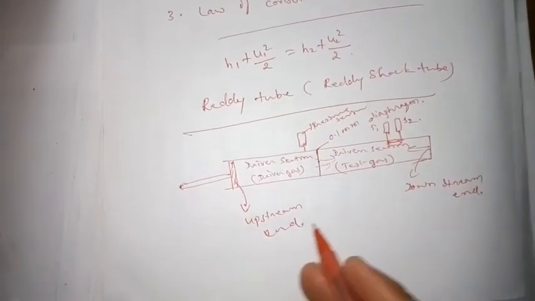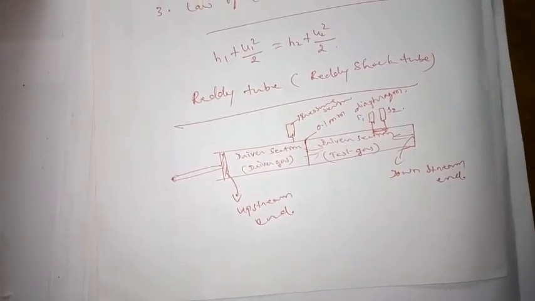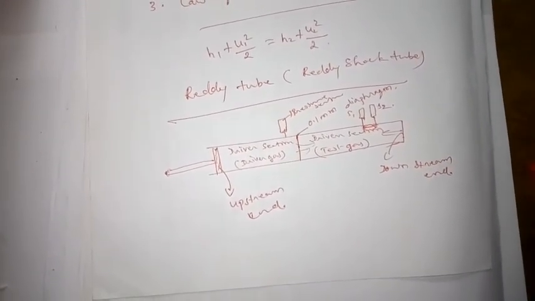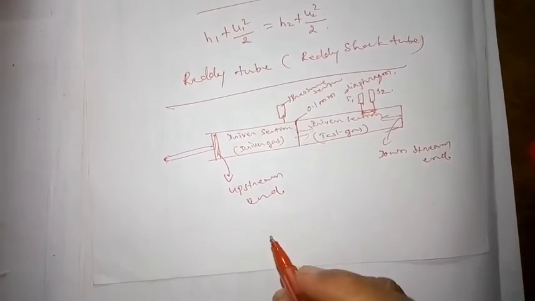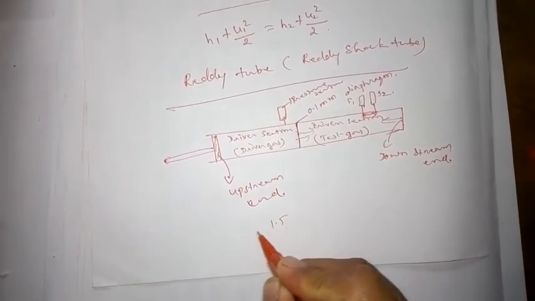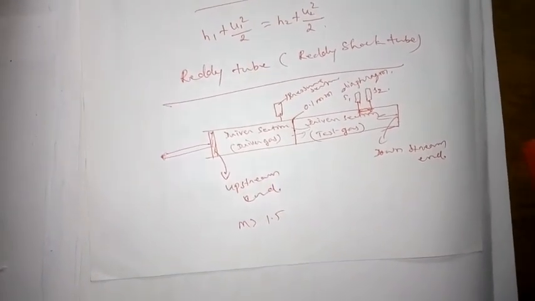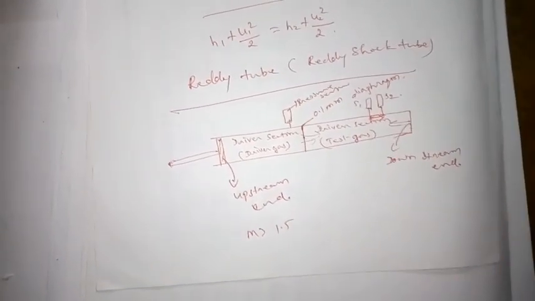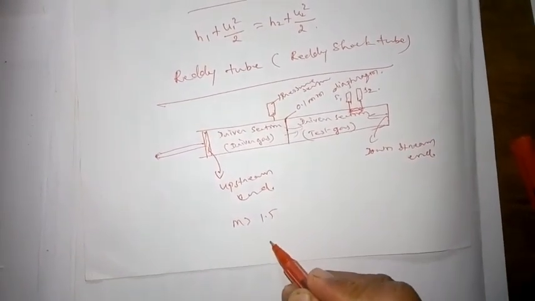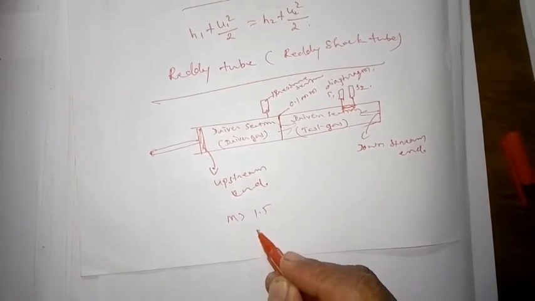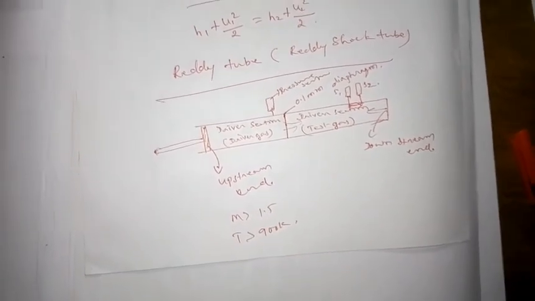So what are the characteristics of this shock tube? The shock tube, of course, is hand operated. It is a shock producing device capable of producing Mach number exceeding 1.5, that is, M will be greater than 1.5. Of course, rupture pressure is a function of diaphragm thickness, that is very obvious. So it produces temperature exceeding 900 Kelvin, T more than 900 Kelvin.